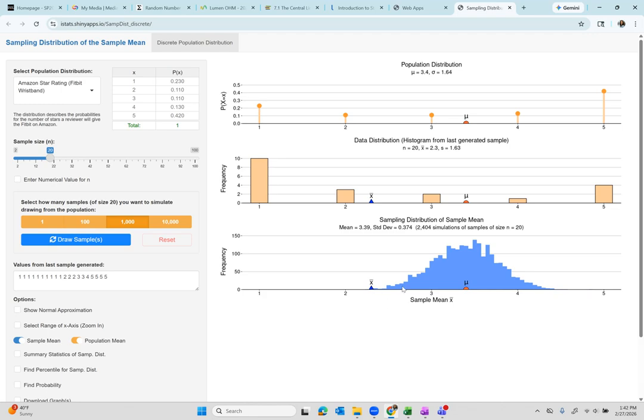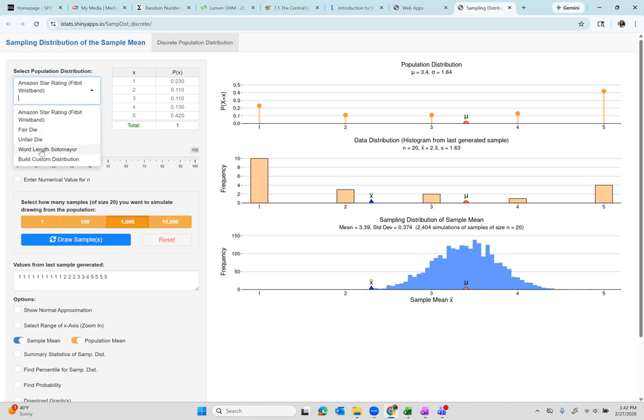But if you pay attention here, the distribution of the means tends to look like a bell-shaped symmetric distribution. The mean of those means was 3.39, and 3.39 is very, very close to the actual mean of the population of 3.4. Let's try something else.